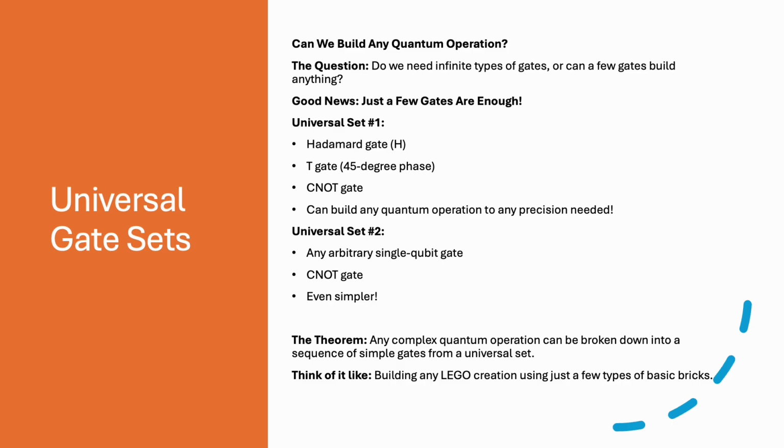We call a set of gates universal if you can use combinations of these gates to approximate any quantum operation to any desired accuracy. This is similar to how you can build any classical circuit using just NAND gates, and how you can mix any color using just red, blue, and yellow paint. So the theorem is any complex quantum operation can be broken down into a sequence of simple gates from a universal set. Think of it like building a Lego model using just a few types of basic bricks. That's the main understanding.